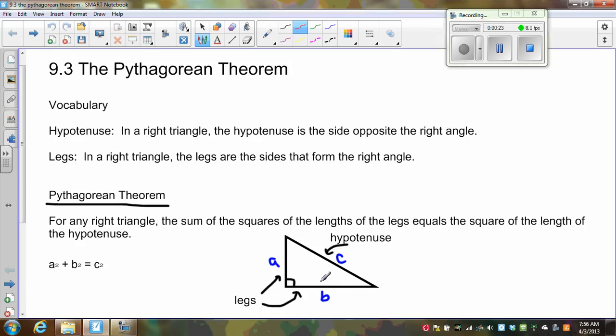In a right triangle, the two sides that form this 90-degree angle are called the legs. And the side opposite the 90-degree angle is called the hypotenuse.